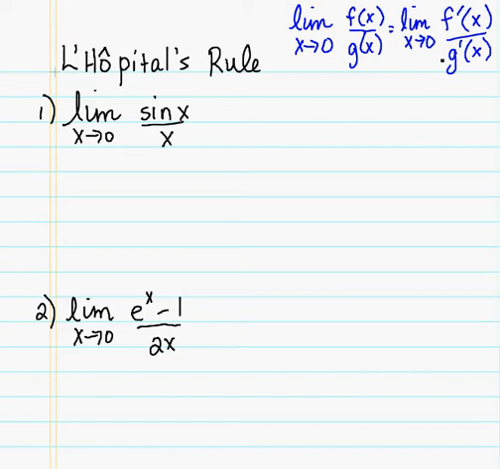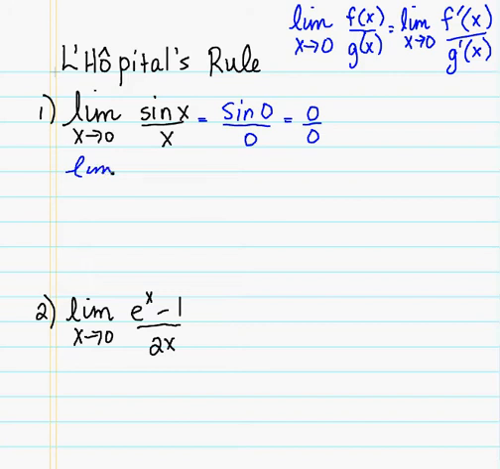Now, one condition that L'Hopital's rule does have is that when you do direct substitution, you get an indeterminate form. Let me show you here in example 1 what I mean by this. If we substitute in 0 for x, we would get sine of 0 over 0. Sine of 0 is 0. So notice that we get 0 over 0, which is called an indeterminate form. This tells us that L'Hopital's rule will in fact work here.